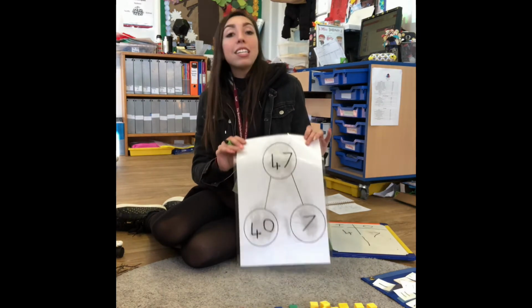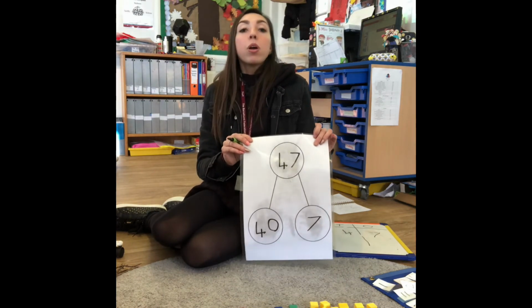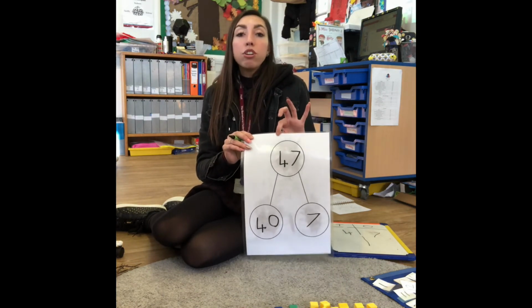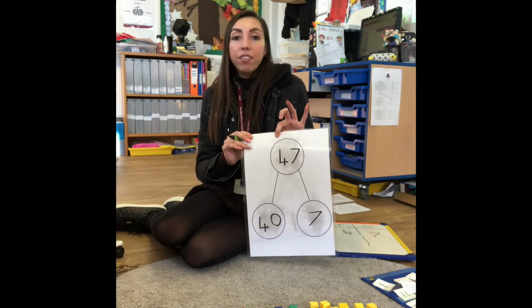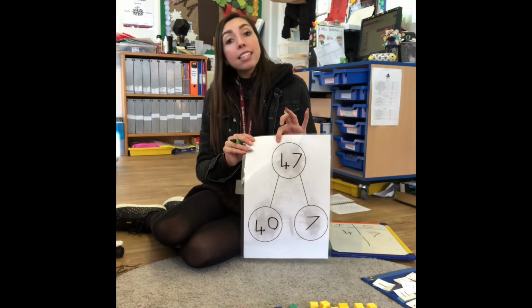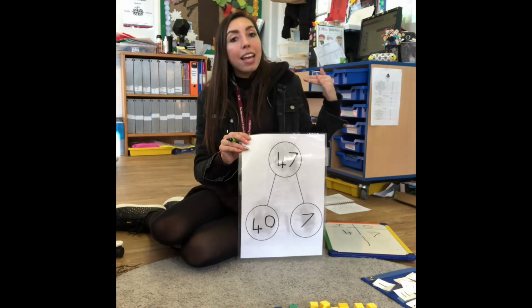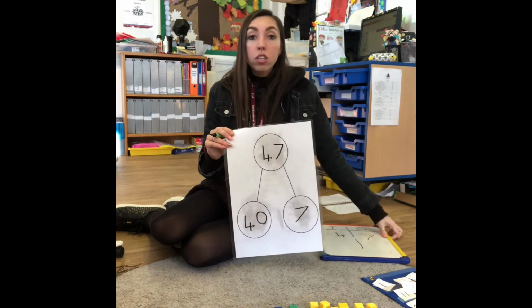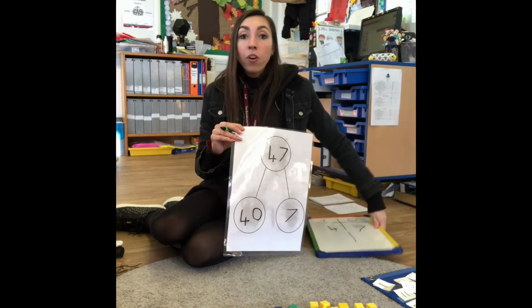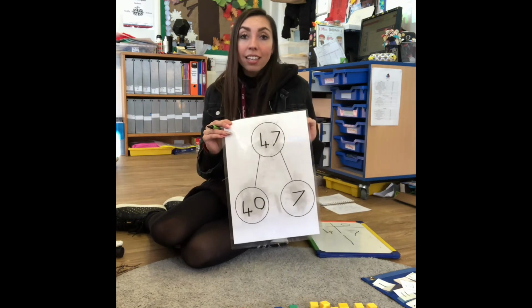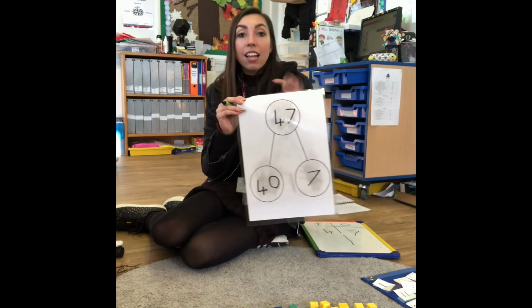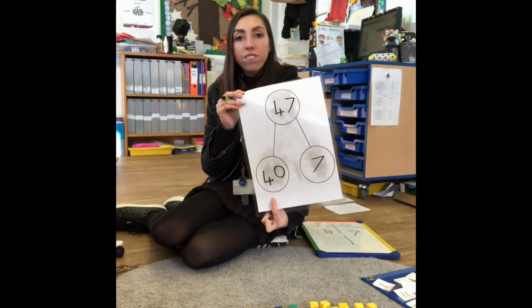So if the question was, Miss Dallimore, what does this 4 represent in the number 47, or what does this 4 mean? I can say, well, everyone, it means that there are 4 lots of 10, and 4 lots of 10 is 40. So therefore, this 4 represents the number 40.